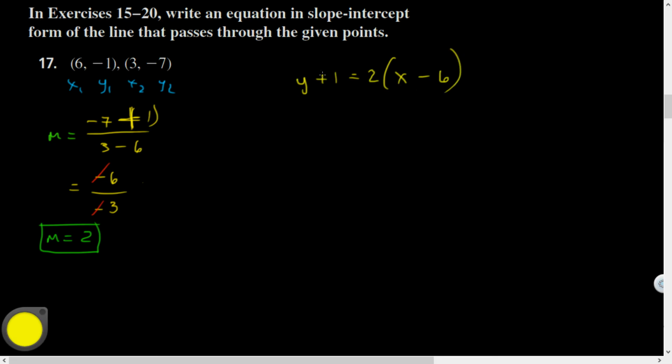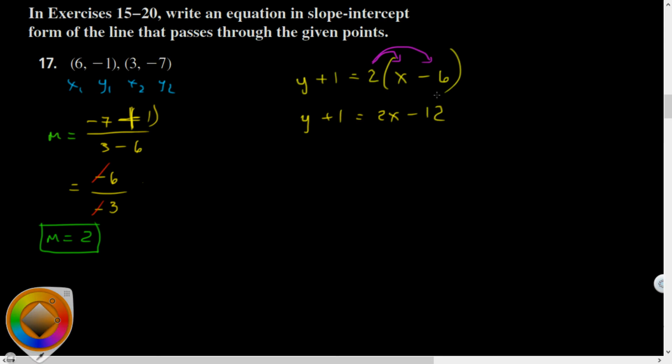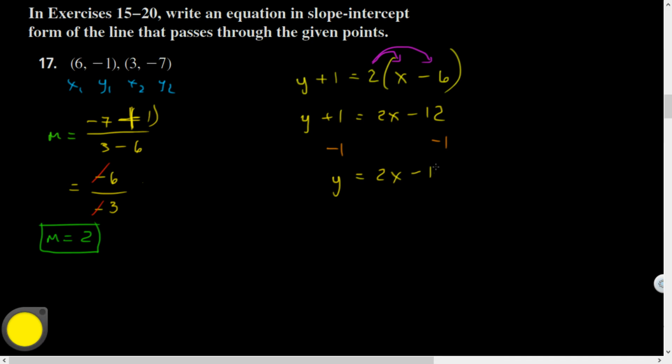Now that would be my answer if they just asked for the equation of the line, but they wanted it in slope-intercept form. So let's transform it. Let's convert it. Let's evolve it. Don't press B button on this. We don't want to cancel this evolution. Let's see. 2x minus 12 after I do some distributing and solve for the y. Subtract the 1. And I get y equals 2x minus 13.